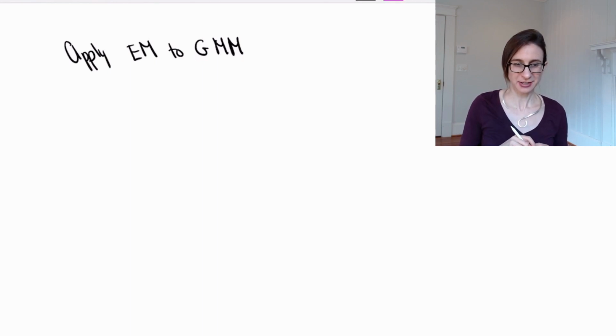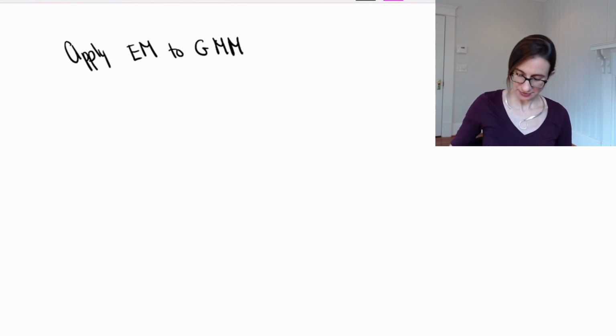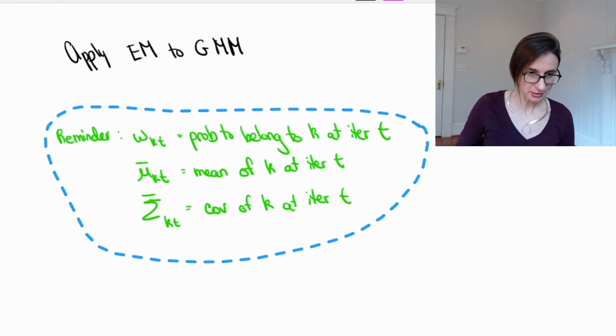Now the last stop in our lecture on EM and Gaussian mixture models is to apply EM to estimate the parameters of Gaussian mixture models. At each iteration we're going to keep track of an estimate of the mixture weights, the W's, the cluster centers, which are the mu's, and the covariances, which are the sigmas. Let me show you the notation for that.